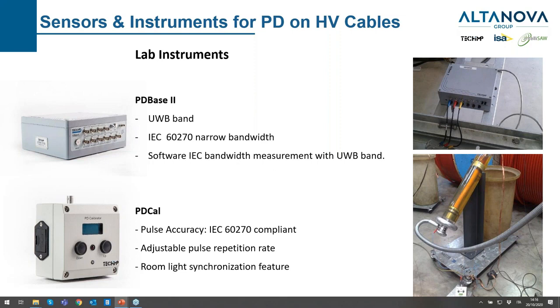Another instrument that is strictly required and standardized by IEC 60270 is the PD calibrator, because when we are in laboratory testing, we need to calibrate the measuring circuit by injecting a well-known charge and correlating this charge with the reading we are doing. We have an adjustable repetition rate of the PD pulses we can inject with the calibrator, and we have a synchronization feature. So on the PRPD pattern, the PD calibrator pulse will be very visible compared to the background noise or other signals.